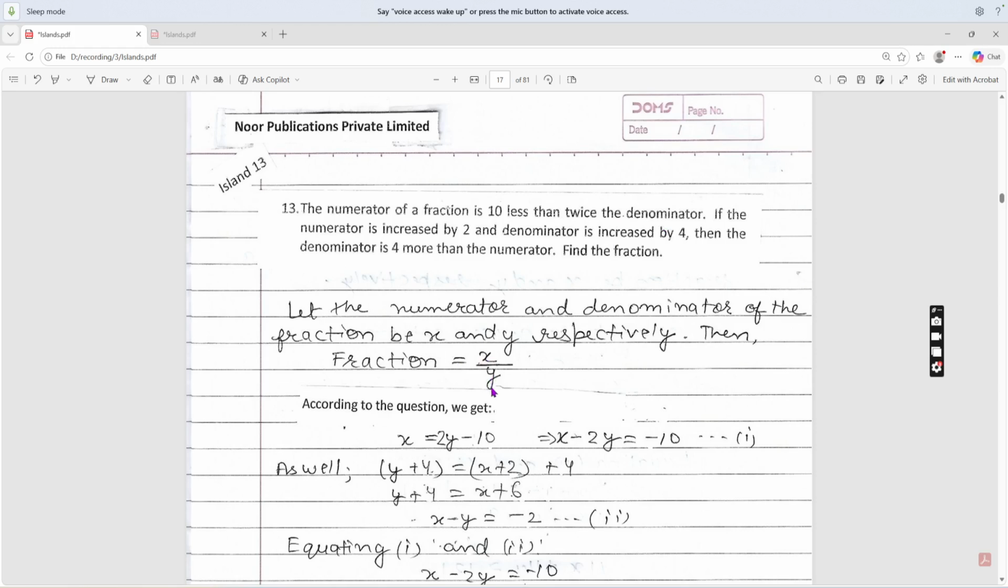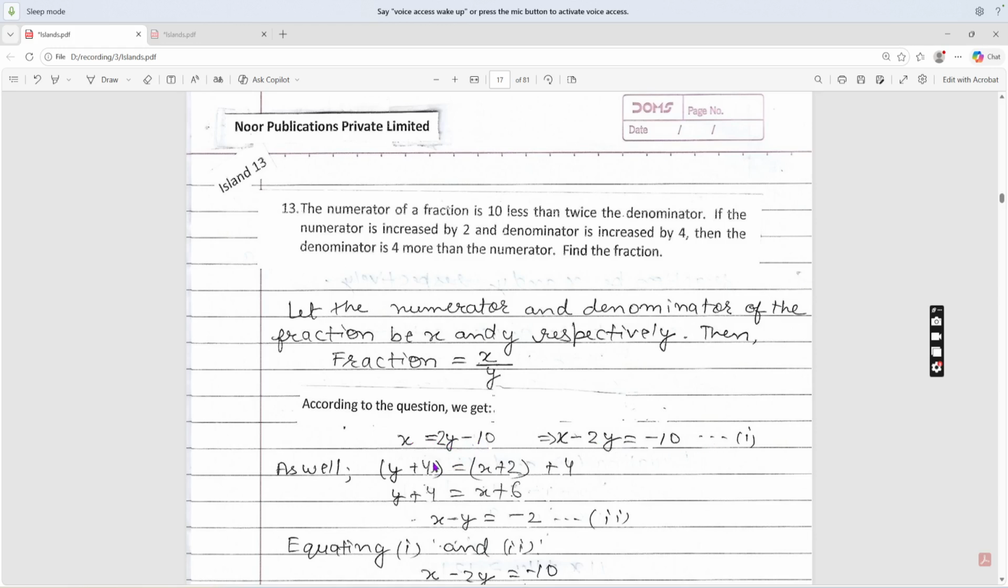Although we can write x upon y as the fraction, because here we have let the numerator be x and the denominator be y. So the fraction becomes x upon y. But see, here the relationship is given between the numerator and the denominator. So the numerator is, whenever this is written, we have to put the sign of equal to, and the numerator is 10 less, minus 10, because less means minus, then twice the denominator, and the denominator is y. So twice the denominator is 2 into y. So x is equal to 2y minus 10, or we can say x minus 2y is equal to minus 10. This is equation 1.